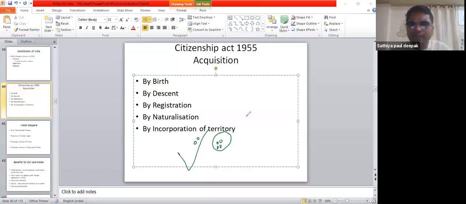These are called enclaves. We call these areas enclaves. So what do you mean by an enclave? An enclave is a territory which is surrounded by a foreign territory.